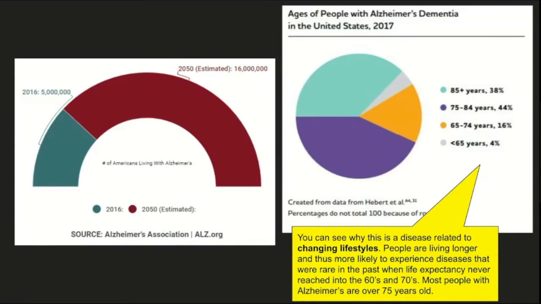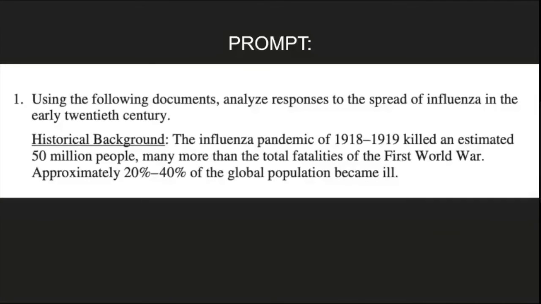All right, let's put on our thinking caps and let's perform some document analysis. Here is your prompt. Using the following documents, analyze the responses to the spread of influenza in the early 20th century. You've got 12 minutes. Fill out the grid, put some notes in, and a thesis. Ready? Go.